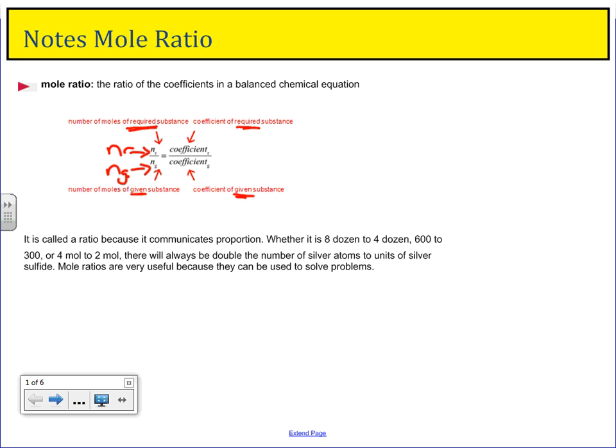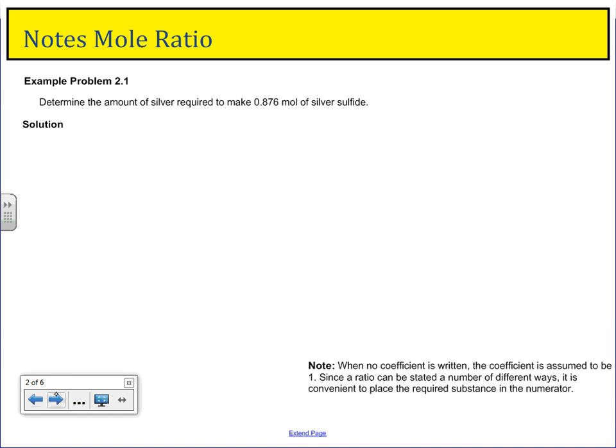It is called the ratio because it communicates proportion. Whether it is 8 dozen to 4 dozen, 600 to 300, or 4 moles to 2 moles, there will always be double the number of silver atoms per unit of silver sulfide. So mole ratios are very useful because they can be used to solve problems, like the following.